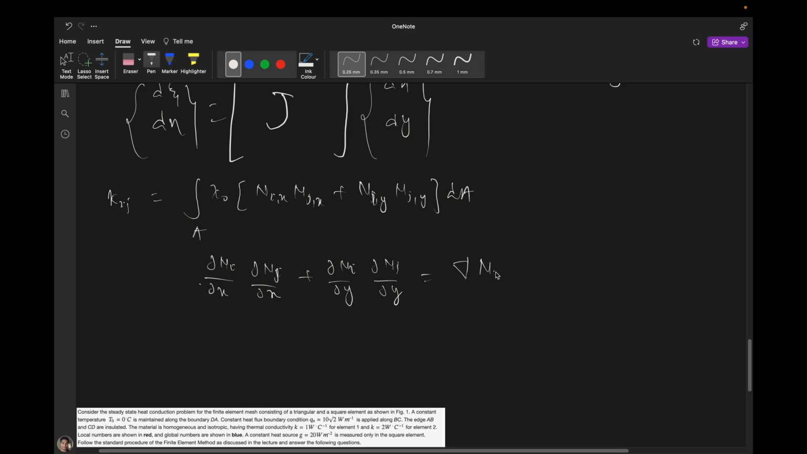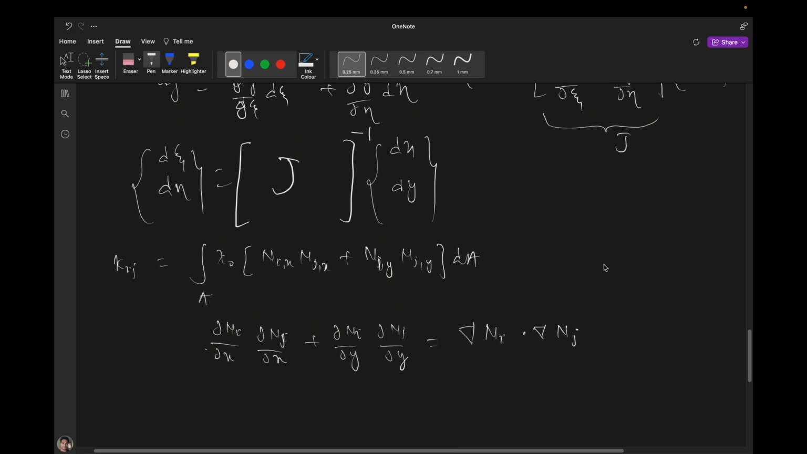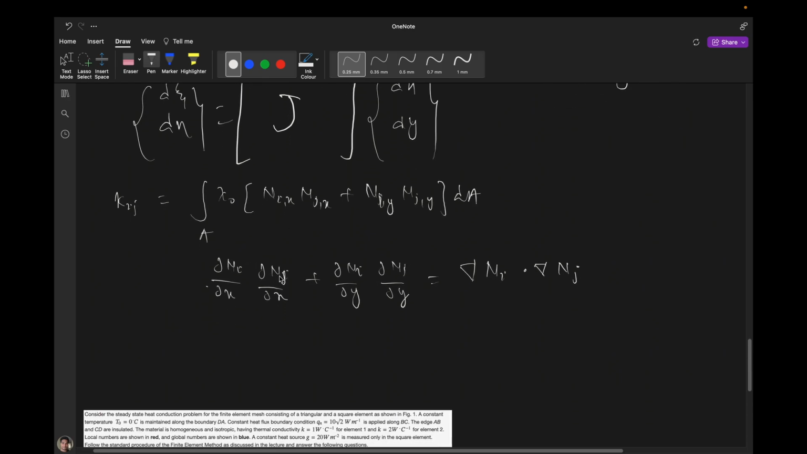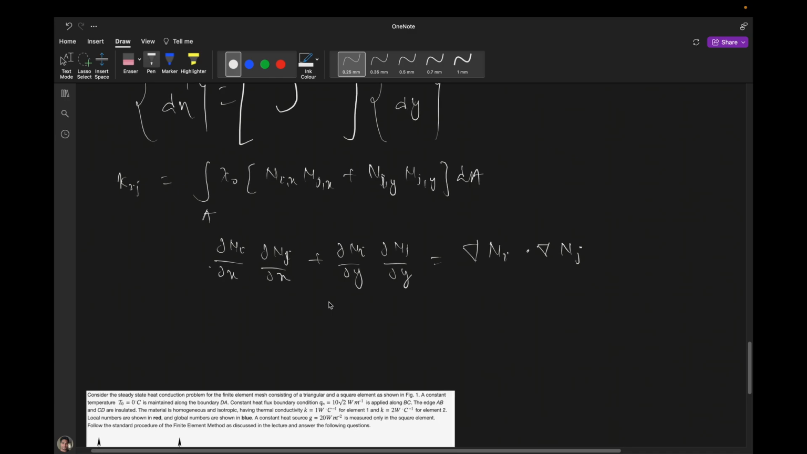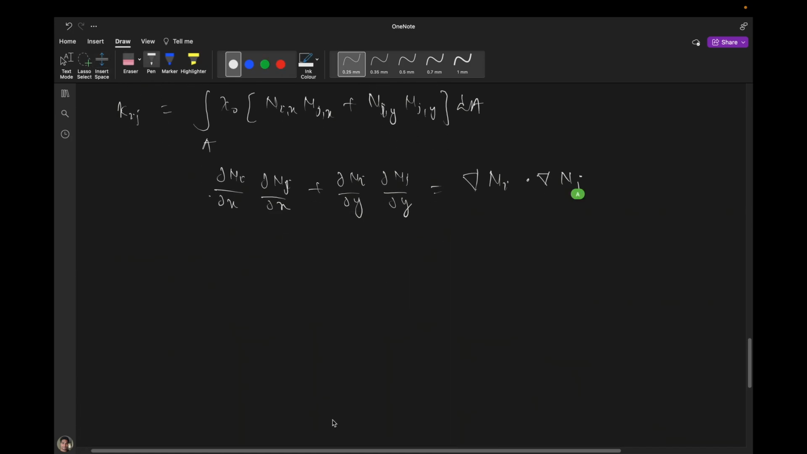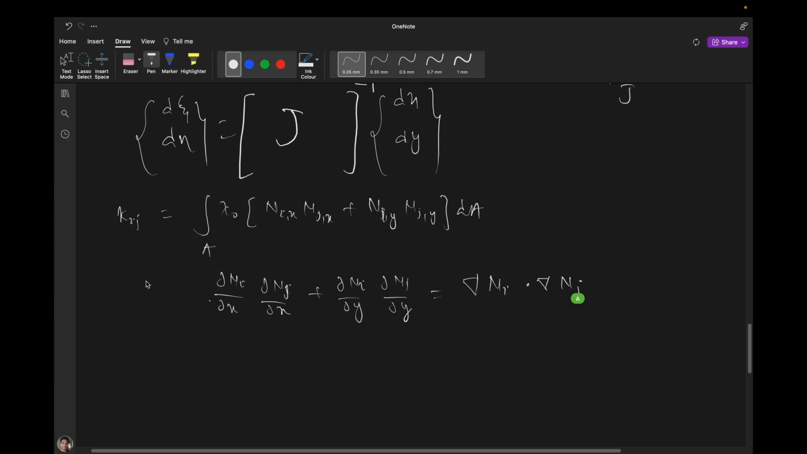of n_i, gradient of n_j, gradient of n_i dot gradient of n_j. But what we need is, we want to convert this thing into del n_i by del xi and del n_j by del eta. Okay, then we can easily write the stiffness matrix.